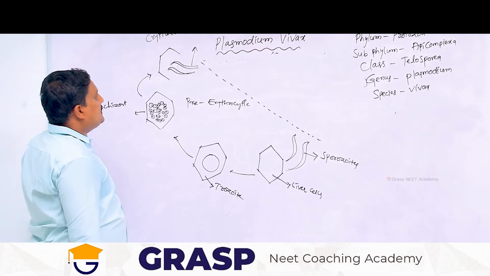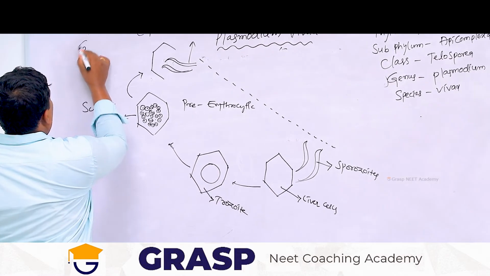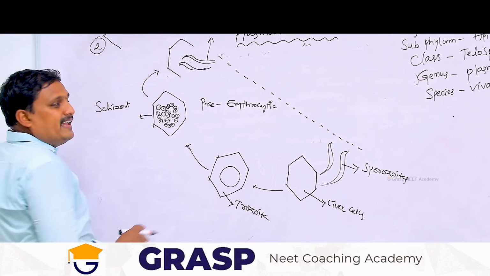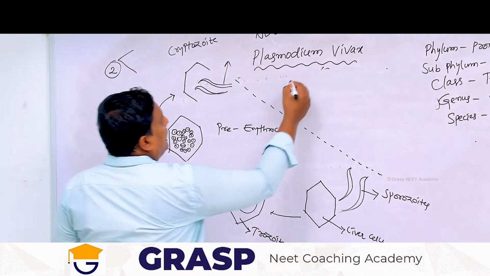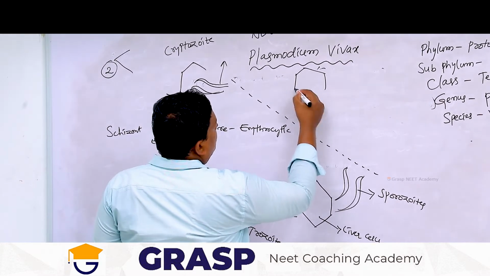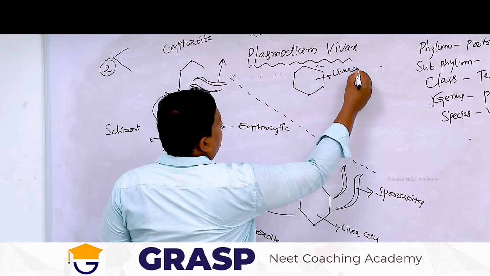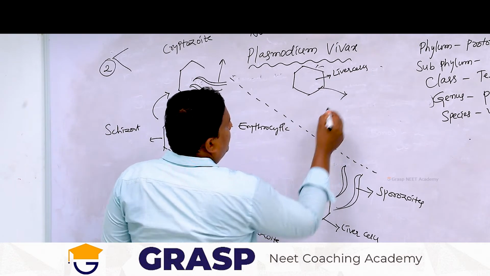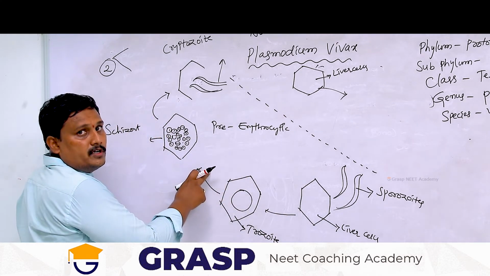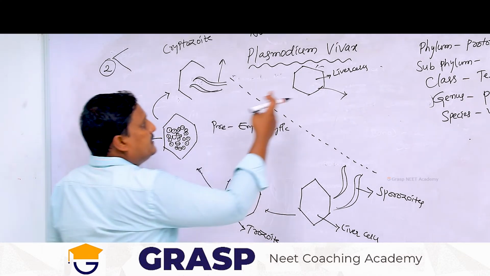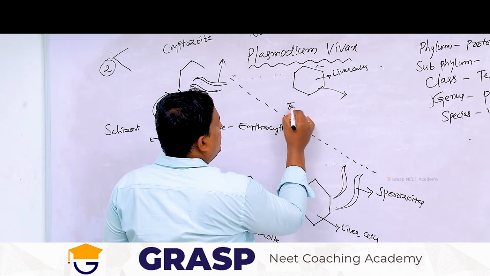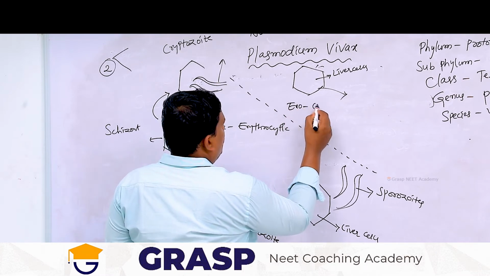Here the cryptozoites have two options, two pathways. To increase their number, again they attack fresh liver cells. Then what steps are observed in the pre-erythrocytic cycle are the same in the exoerythrocytic cycle also.